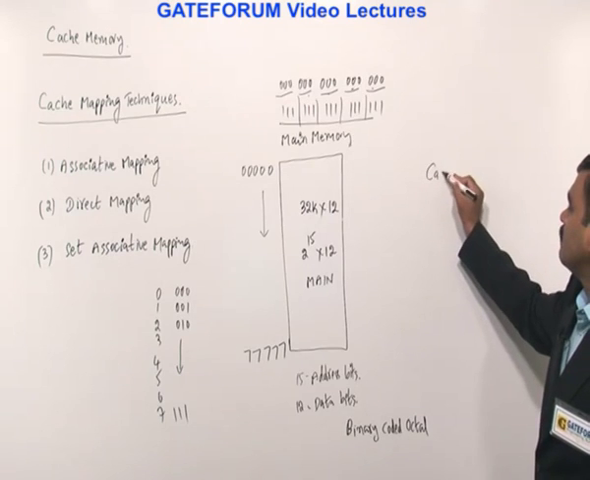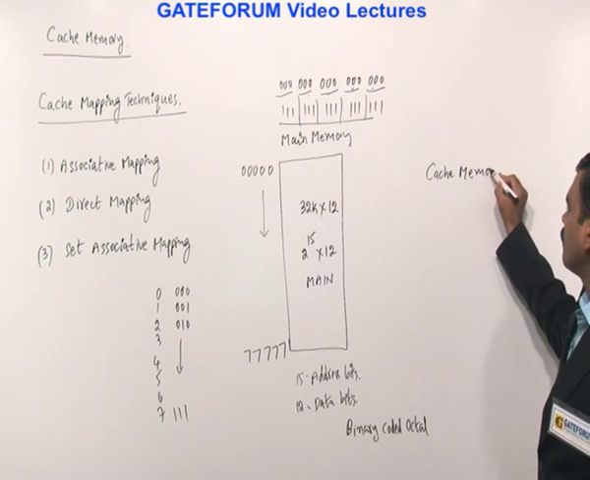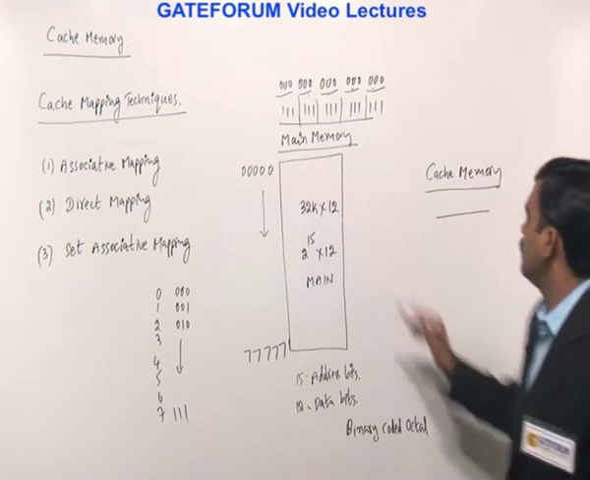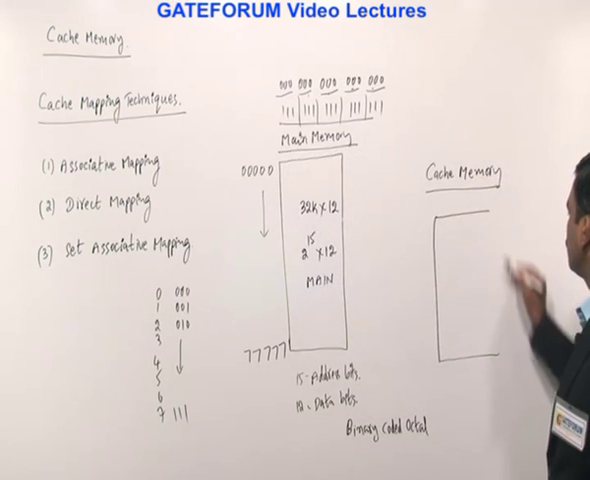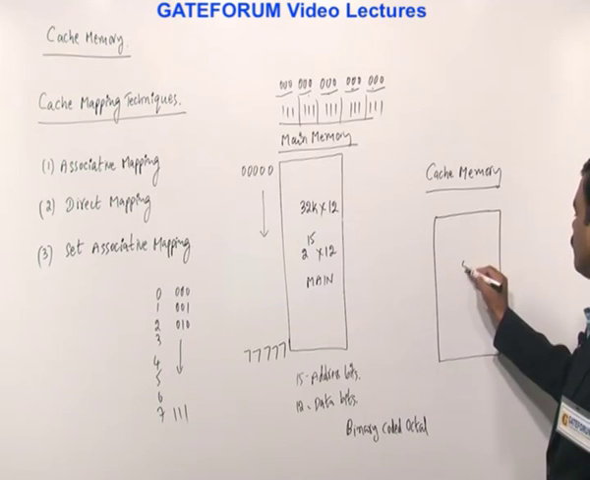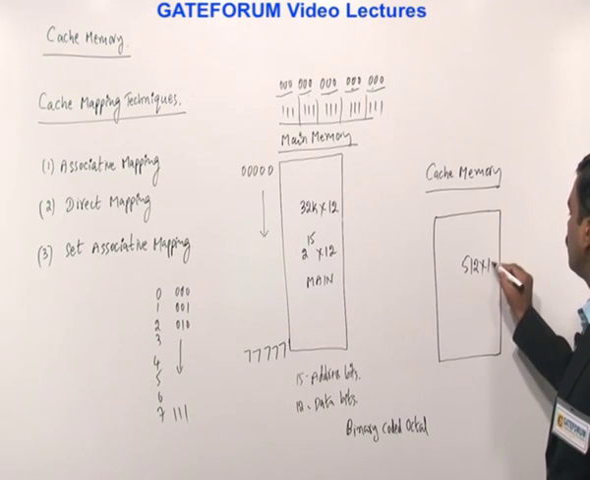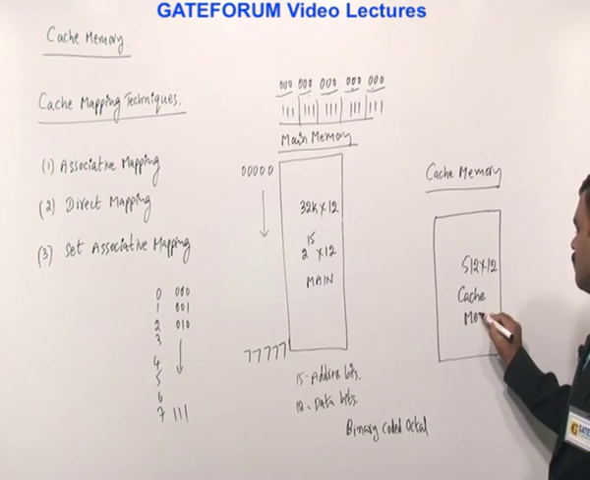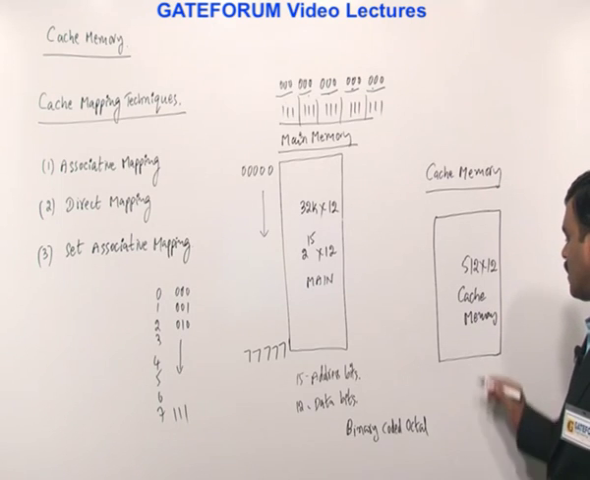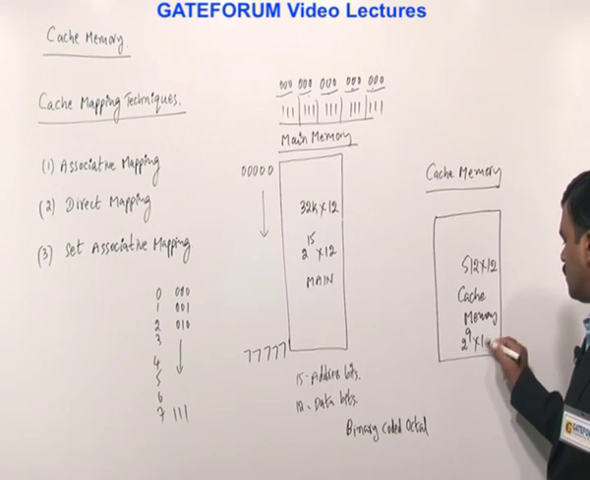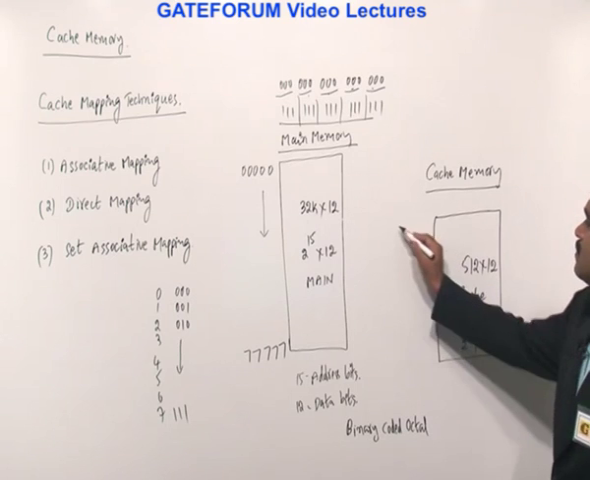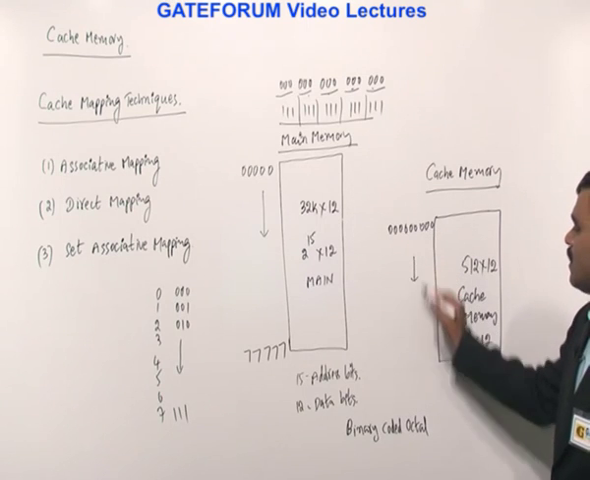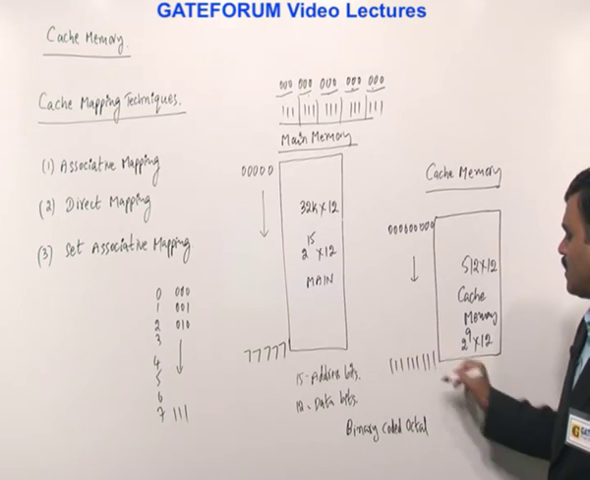Similarly, there is a cache memory in the memory system whose size is 512 into 12. 512 into 12 means there are 512 words, that is 2 power 9 words. Each word is of 12 bits. So 9 zeros is the first address and 9 ones is the last address for the cache.